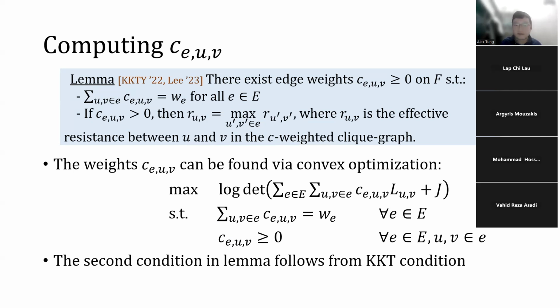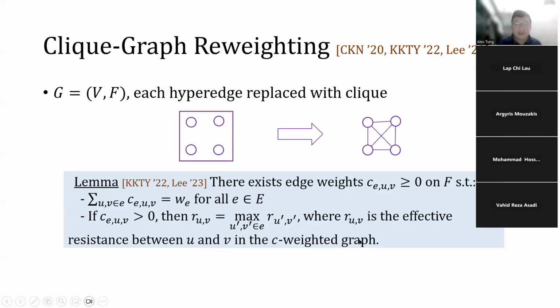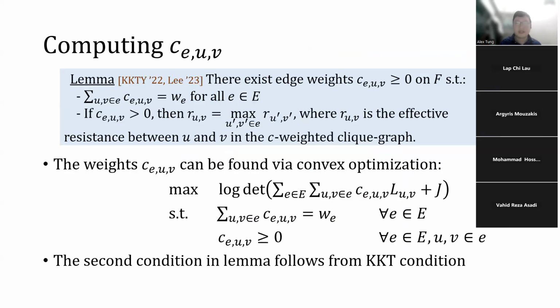Sorry, Alex, what is the R? Can you go back to the definition of R? Sorry, I forgot what it is. Okay. So first of all, given the set of weights, you get an ordinary graph, right? Then R_UV is the effective resistance between U and V in that graph. Okay, okay, thank you.